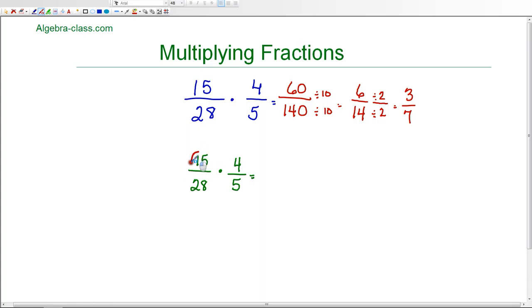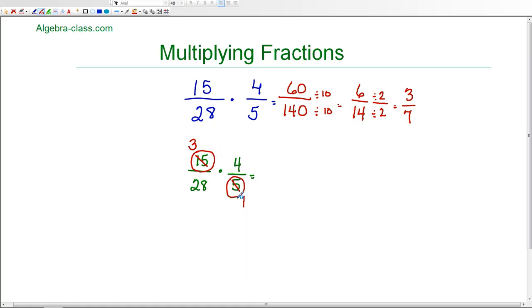So for example, 15 is in the numerator and 5 is in the denominator. Even though they're not associated with the same fraction, that's okay, as long as one is a numerator and one is a denominator. We know that 15 and 5 have a common factor of 5. So when I divide, 15 divided by 5 is 3, and 5 divided by 5 is 1. So I've now simplified 15/5 to 3/1, which is just 3.